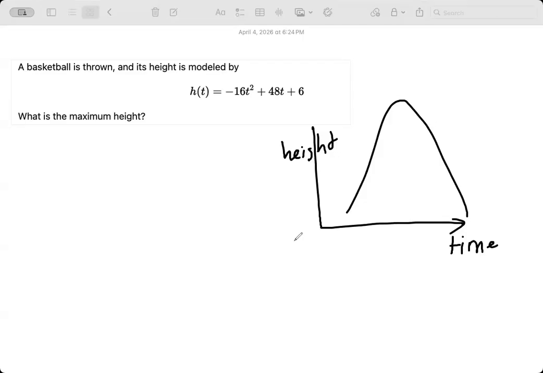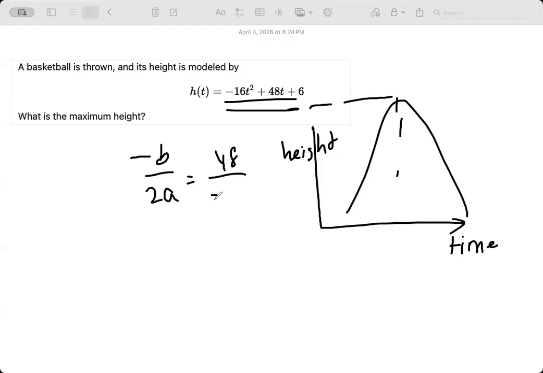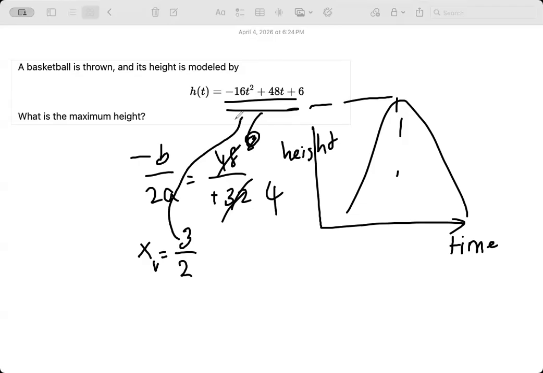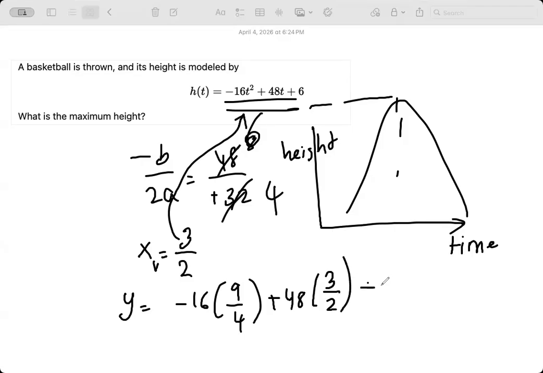Last year, did you also factorize? No, I didn't. Okay. So for you to find the maximum height, you need to find the vertex, minus b by 2a. Right? Correct. That is last year, that's incorrect actually. Let's see. So 3 by 2 is the x value of the vertex. That you need to substitute in here for the y value of the vertex. You need to substitute that in here. Minus 9 by 4 plus 48 times 3 by 2 plus 6. Like that you need to substitute.